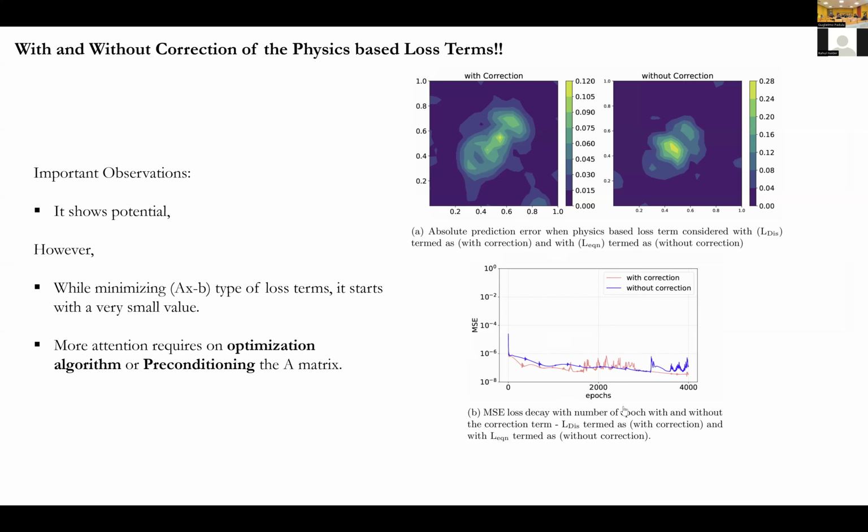Maybe you can fix the optimization algorithm, or you have to precondition the A matrix. But if you can solve this problem, then it's a very huge achievement, and you can couple OpenFOAM with any kind of neural network. But this kind of issue is always there.